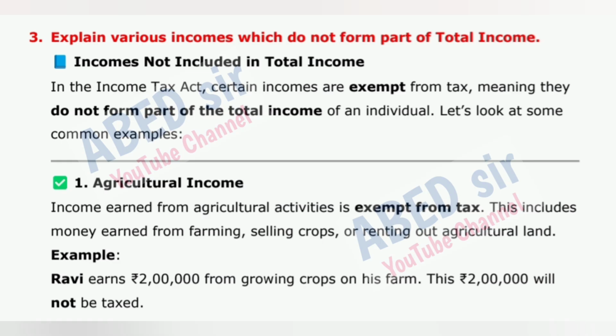In the Income Tax Act, certain incomes are exempt from tax, meaning they do not form part of the total income of an individual. Let's look at some common examples. 1. Agricultural income. Income earned from agricultural activities is exempt from tax. This includes money earned from farming, selling crops, or renting out agricultural land. Example: Ravi earns 2 lakhs rupees from growing crops on his farm. This 2 lakhs rupees will not be taxed.